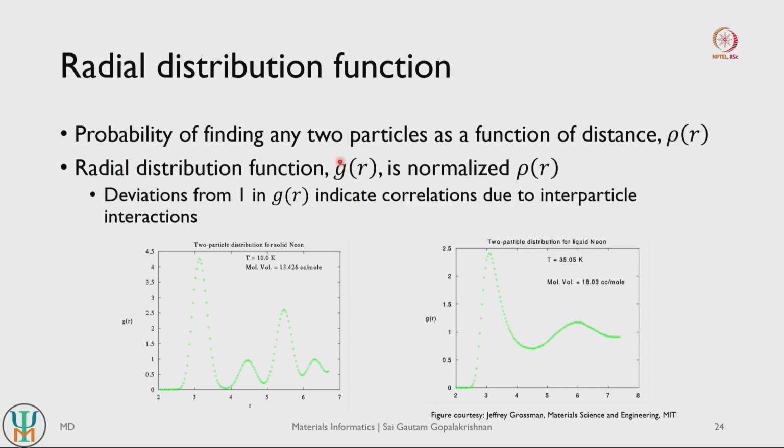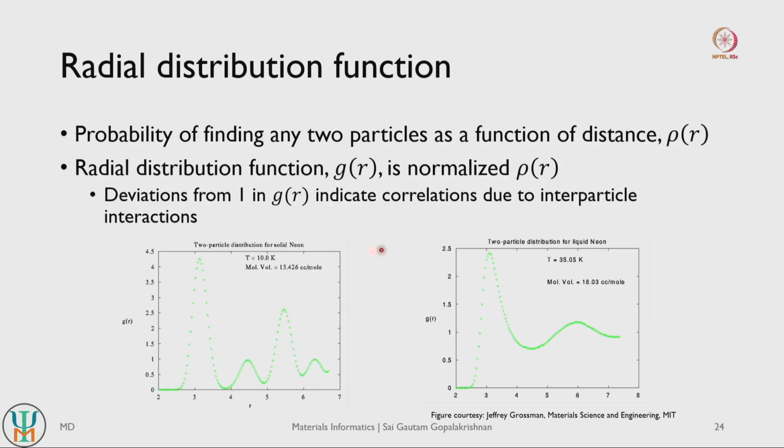Radial distribution function denoted by g of r is basically a normalized version of this rho of r, right. So basically if your g of r is close to 1, then it indicates that there are no interparticle interactions, so your distribution of particles is very random, right, and any deviations from 1 basically indicate strong interparticle interactions, right. So usually in solids you will have large deviations from 1 because solids have periodic arrangements of atoms which indicate strong interparticle interactions, whereas in liquids and gases you will have lower deviations away from 1.